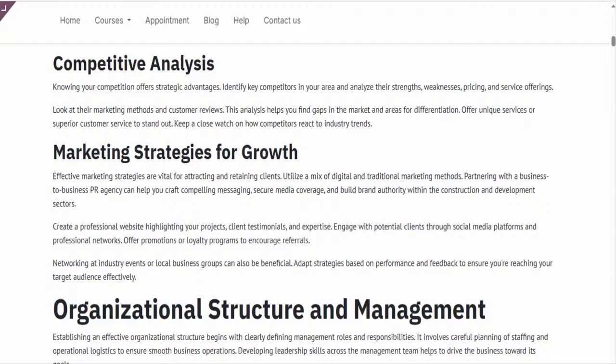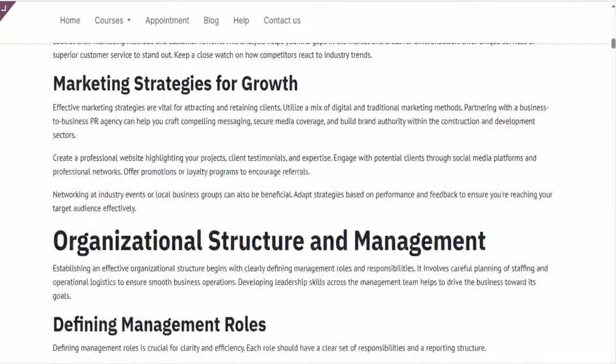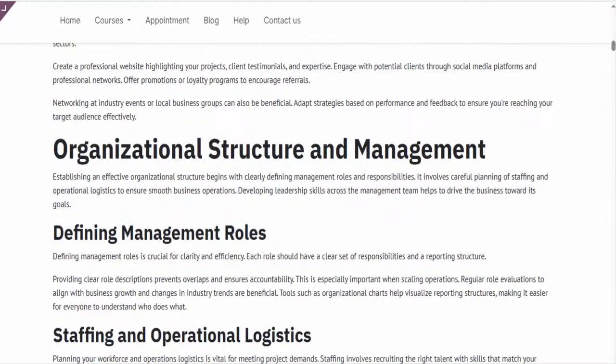Create a professional website highlighting your projects, client testimonials, and expertise. Engage with potential clients through social media platforms and professional networks. Offer promotions or loyalty programs to encourage referrals. Networking at industry events or local business groups can also be beneficial. Adapt strategies based on performance and feedback to ensure you're reaching your target audience effectively.